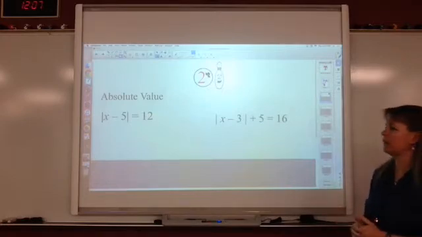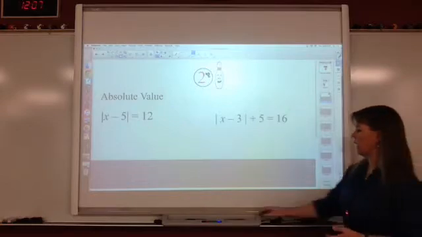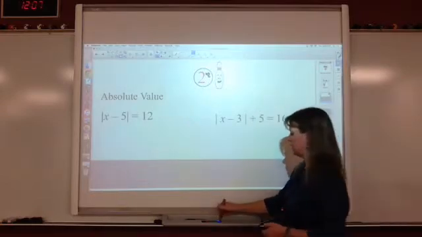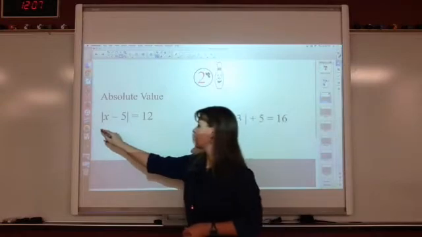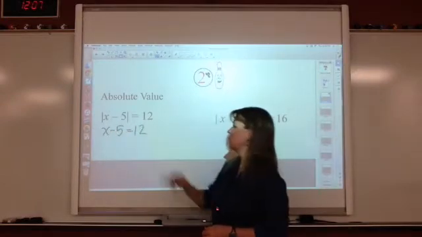The distance between x and 5. We have to find those two numbers. But remember, distance could go one direction or it could go the other direction. And it's still the same distance. Doesn't matter if you go forward or backwards. So we end up solving absolute value problems twice.